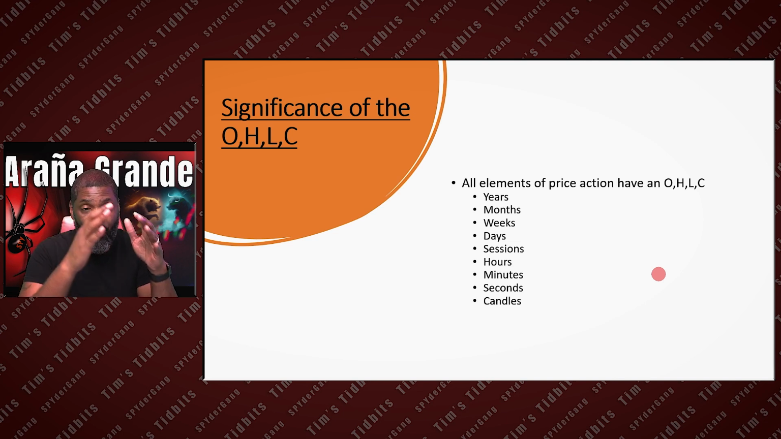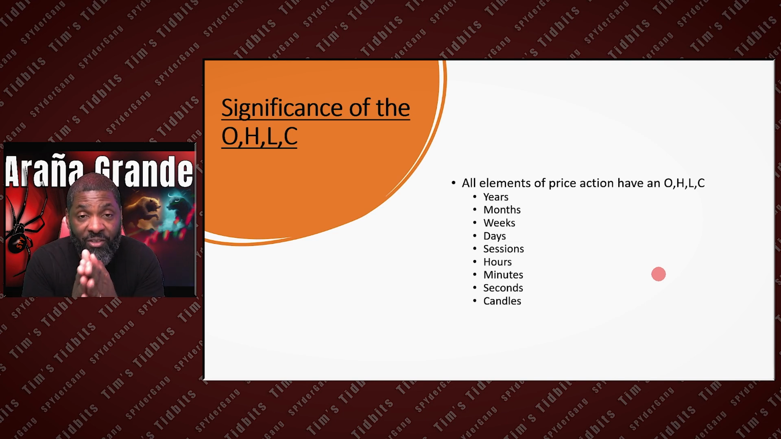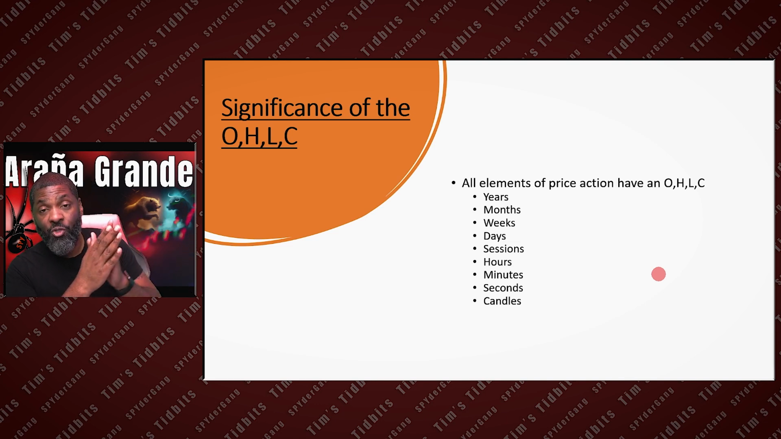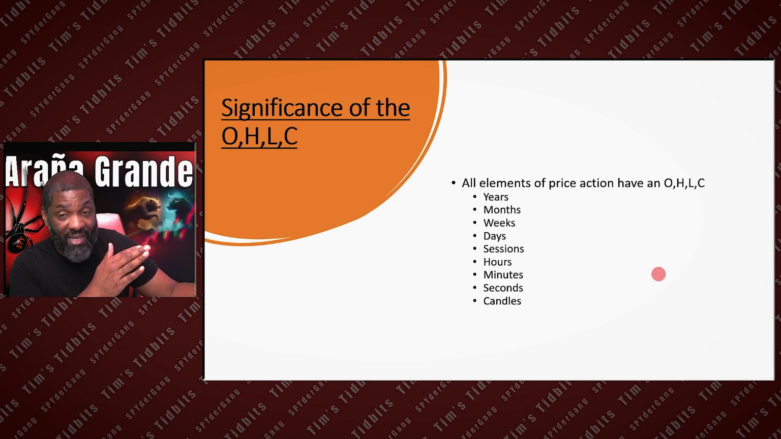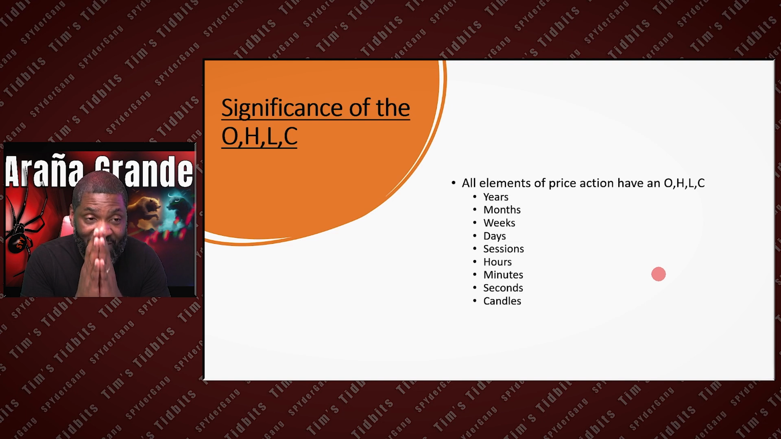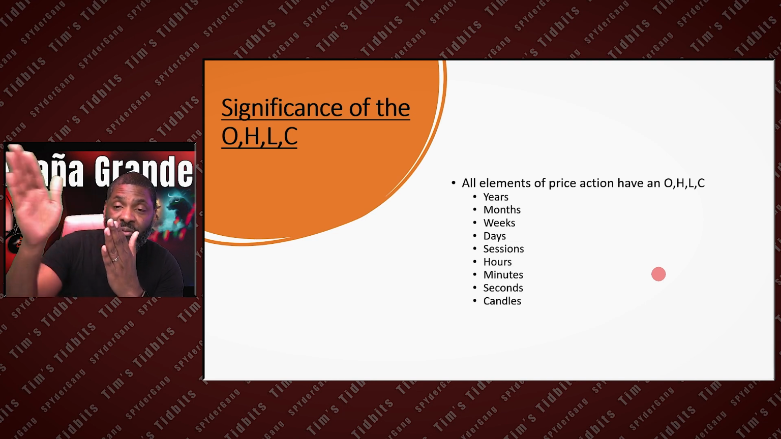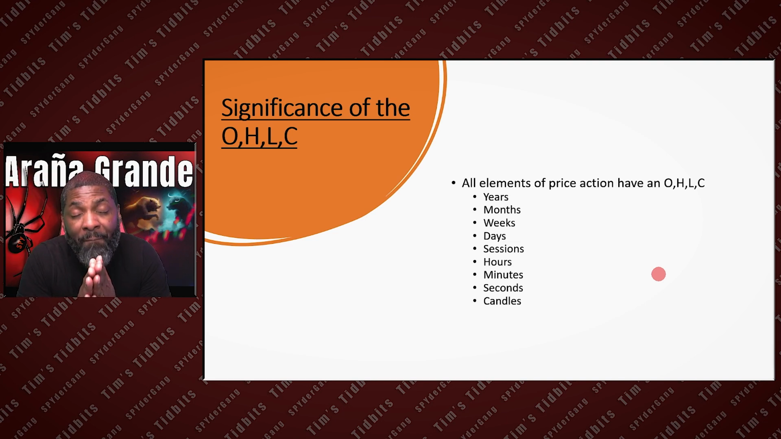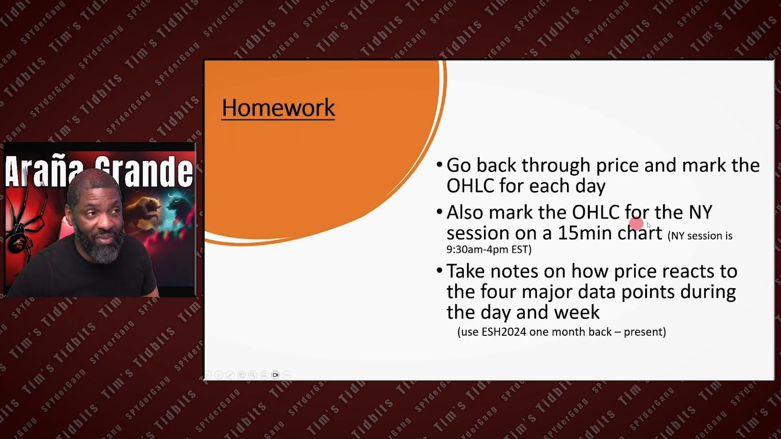And these data points are very important because the algorithm will refer to the open, high, low, and close of all previous periods. It can be the prior minute, the prior session, the prior day. All elements of price have an open, high, low, and close, and the algorithm will refer to these data points to use as a bridge building mechanism to get to Picasso's house. Remember that, all elements.